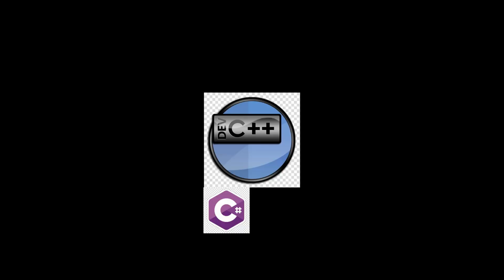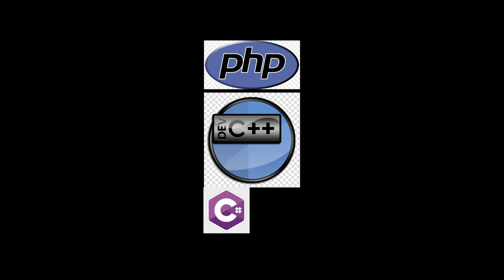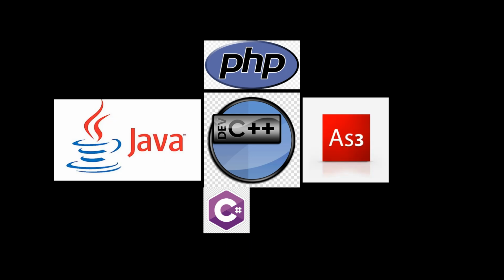Awesome, so which ones are used in the game industry? Well, C, C++, C Sharp, PHP, Java, and ActionScript are some of the ones that I have seen being used in the industry.